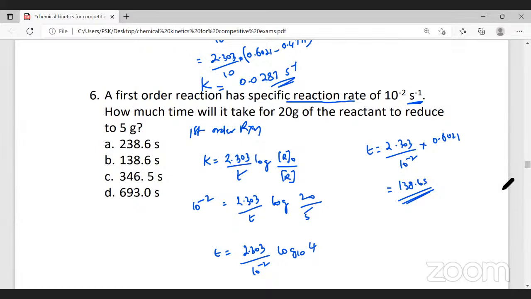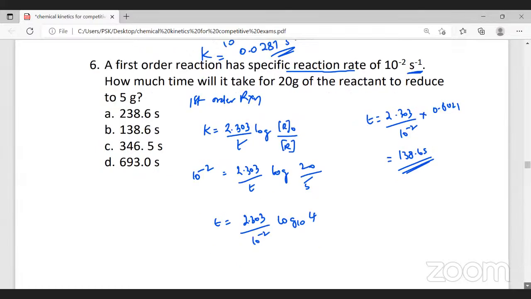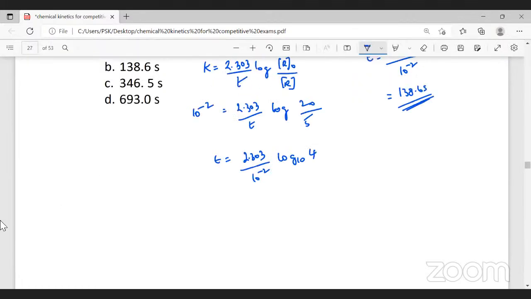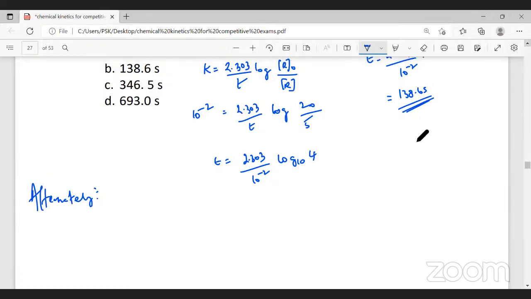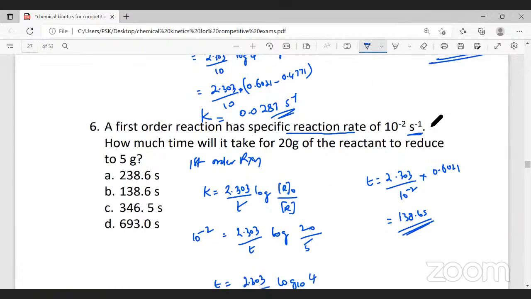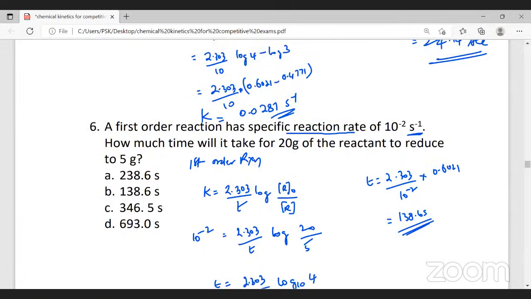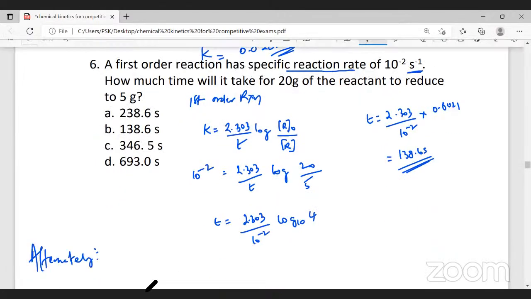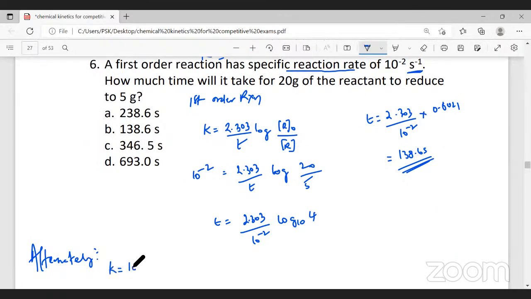Now see this problem, we can work it in other ways. Alternatively, how can we work this? Since it is a first order reaction, we identified it to be a first order reaction. Why? The unit says per second, so it's a first order reaction. They have given you the rate constant, K as 10 to the power minus 2 per second.